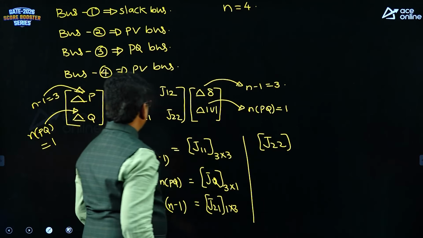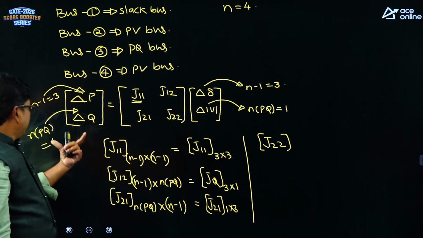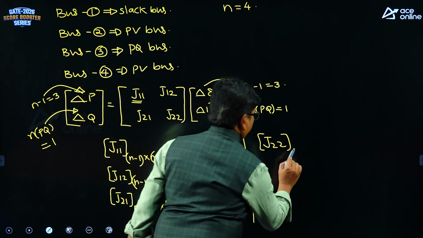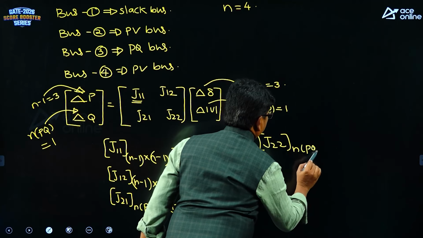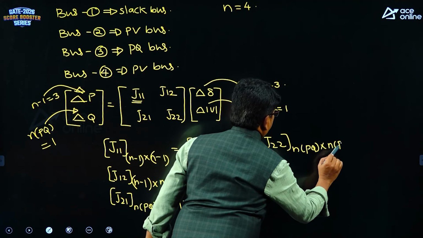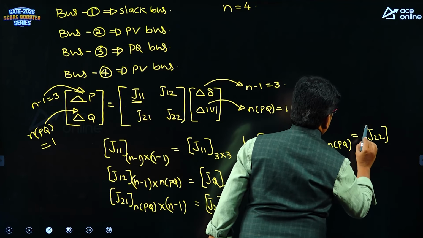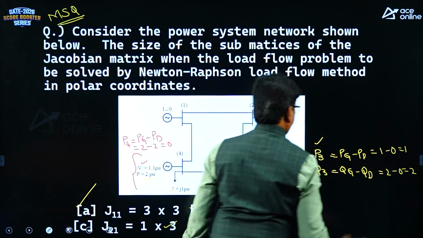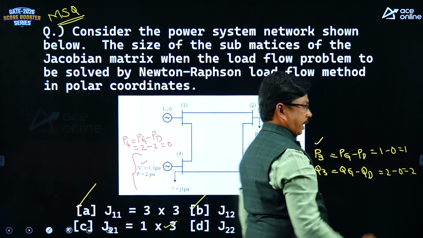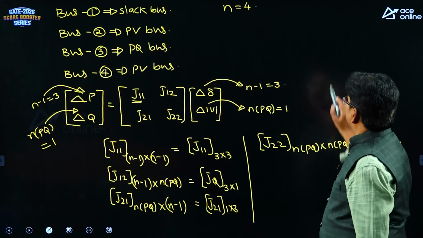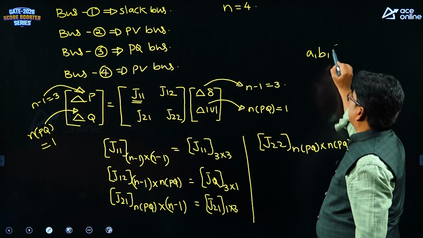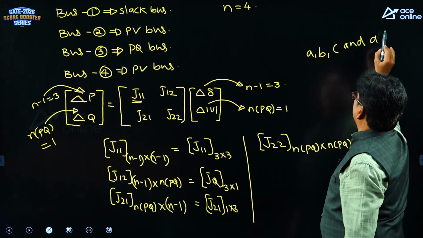J22 is mapping del Q with del mod V. It is number of PQ buses cross number of PQ buses, so that it will be J22, 1 cross 1. D is also correct. So A, B, C and D all are correct for this question.